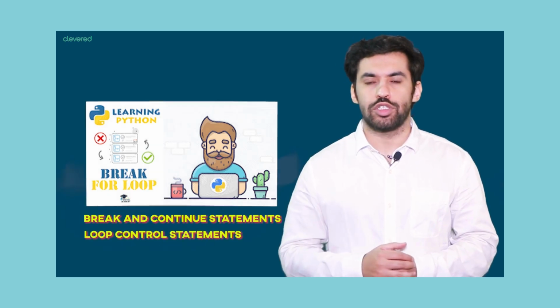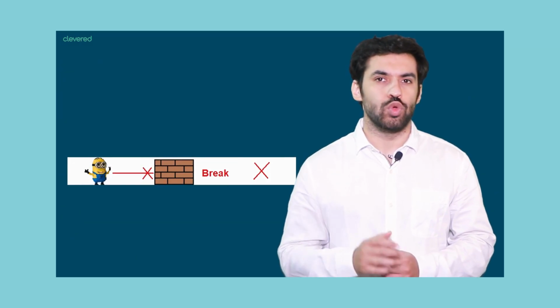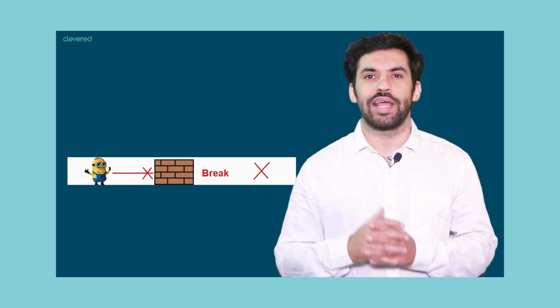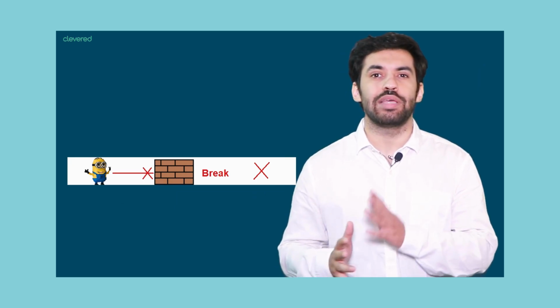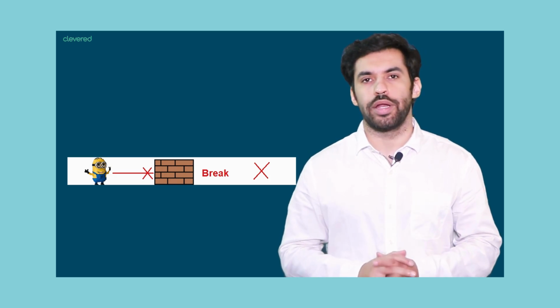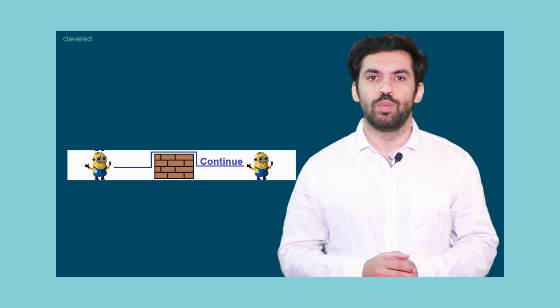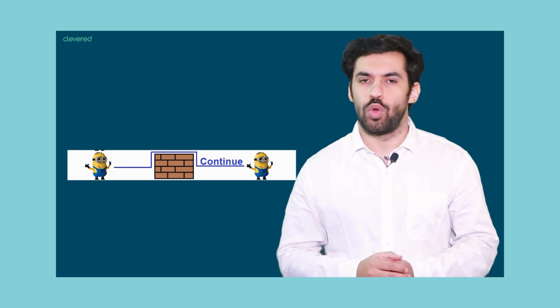As the name says, break is going to break the loop. It ends the loop and control of the program goes to the next statement that is present immediately outside the loop body. The continue statement is used to skip the rest of the code inside a loop for the current iteration only. Loop does not terminate but continues with the next iteration.